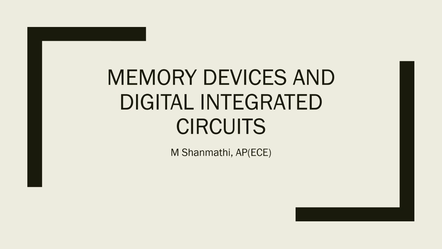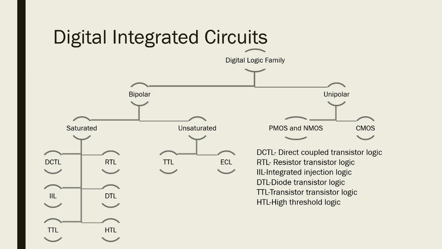Devices and digital integrated circuits. So today we are going to see the characteristics of logic gates, or characteristics of digital integrated circuits. So we know our digital logic families are classified into two types. One is bipolar, the other one is unipolar. In bipolar, it is again classified as saturated and unsaturated.